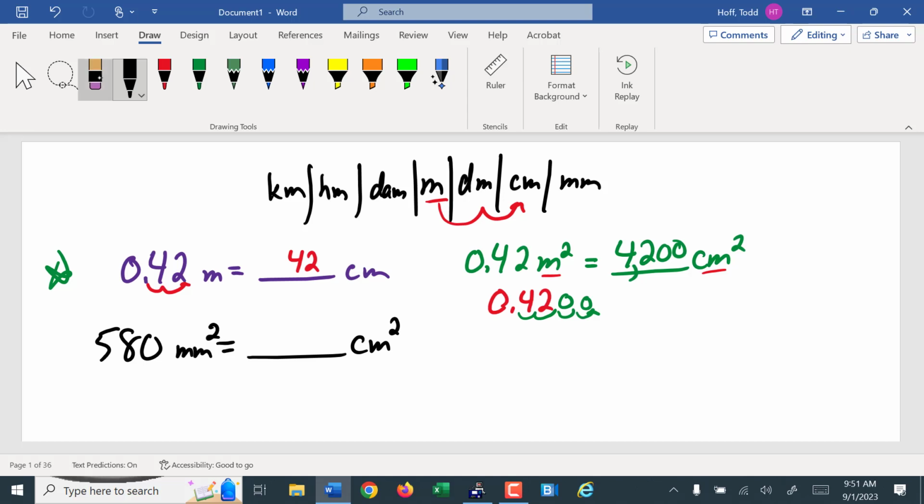Now 58.0 millimeters squared going into centimeters squared. So again, we're going from millimeters to centimeters on the chart. That's 1 spot to the left. Since it's squared units, though, each spot is 2 decimal places. So the decimal point goes 1, 2 spots to the left, 5.8.